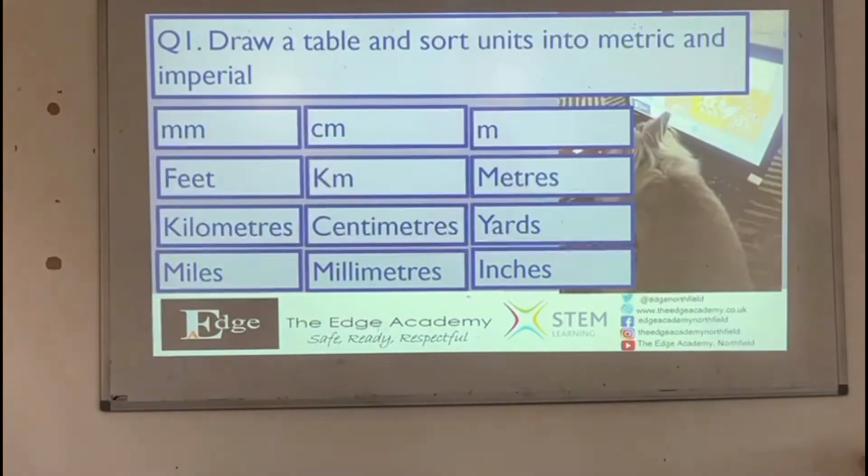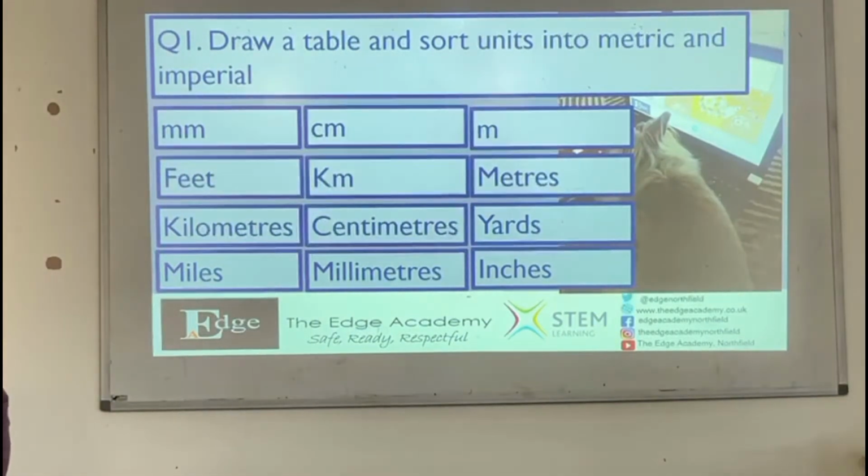So next thing I need you to do in your book, so this is actually the first question of the video. You're going to draw me a table, and in your book we need to have 2 columns. You need to have metric on one side, imperial on the other side, and I'd like you to sort all of these into the 2 columns for me, please. So again, pause the video and have a go at that.